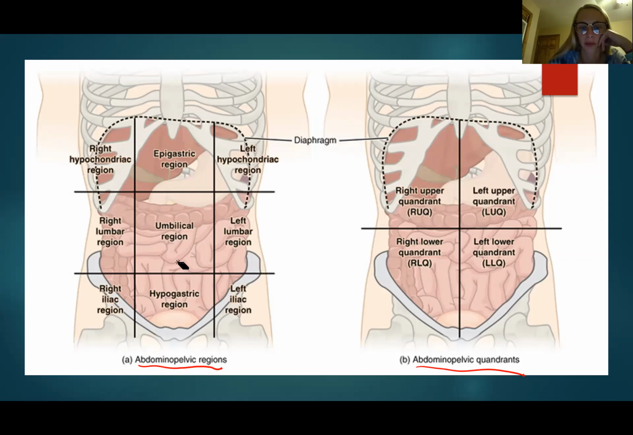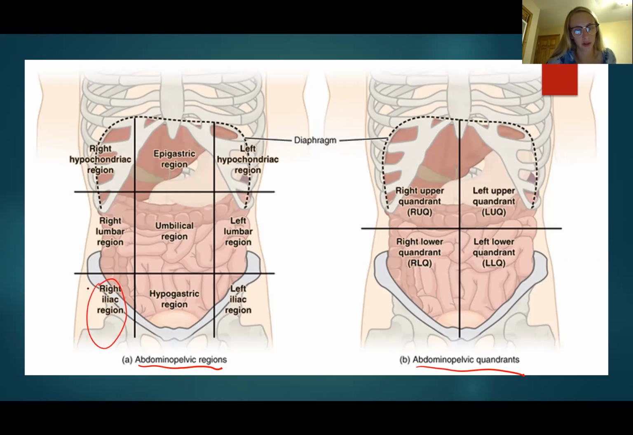Now your left lumbar region, again, lumbar, lower back. What's found on that side? Your descending colon, your left kidney, your small intestine. Again, a lot of your digestive organs are found right here in the middle.